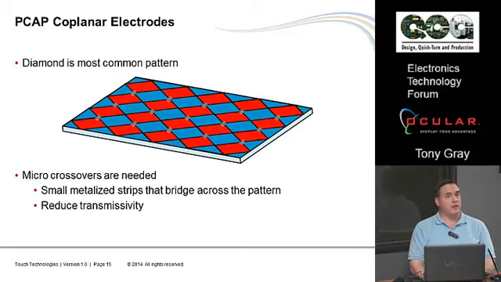It's not terrible, and they're very difficult, if not impossible, to see with the naked eye, but it is a measurable effect. You can take a touch panel without microcrossovers and one with microcrossovers, measure the transmittance of light, and actually see a difference between the two.